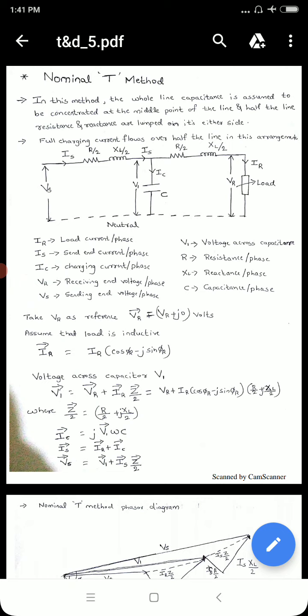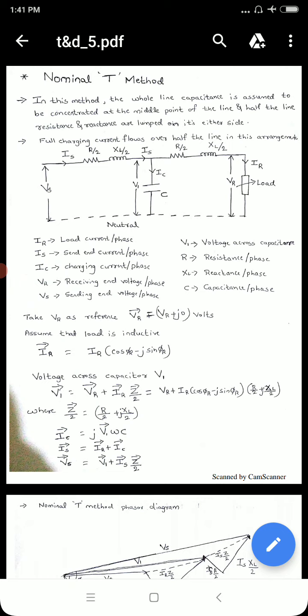So in this method the whole line capacitance is assumed to be concentrated at the middle point of the line, and half of the line resistance and reactance are lumped on its either side. In the previous case, the end condenser method, total capacitance was lumped at the end, that is near the receiving end.